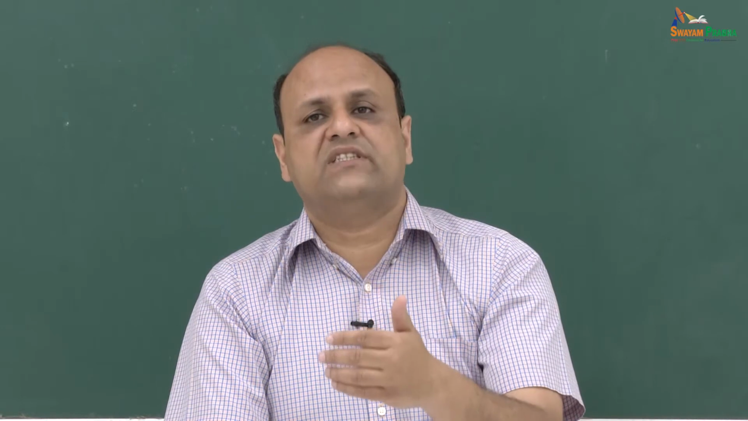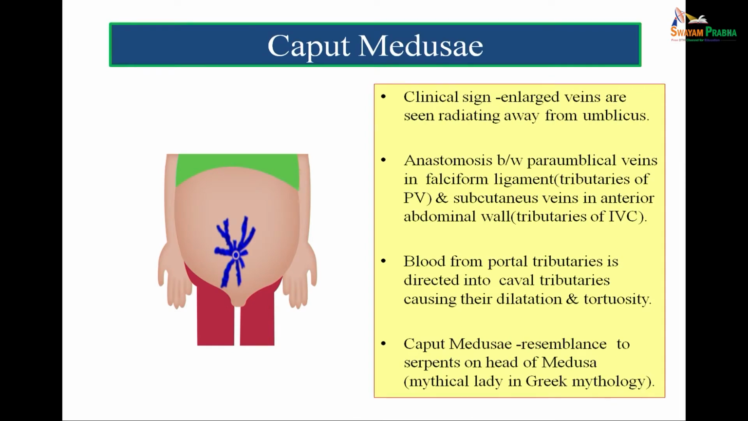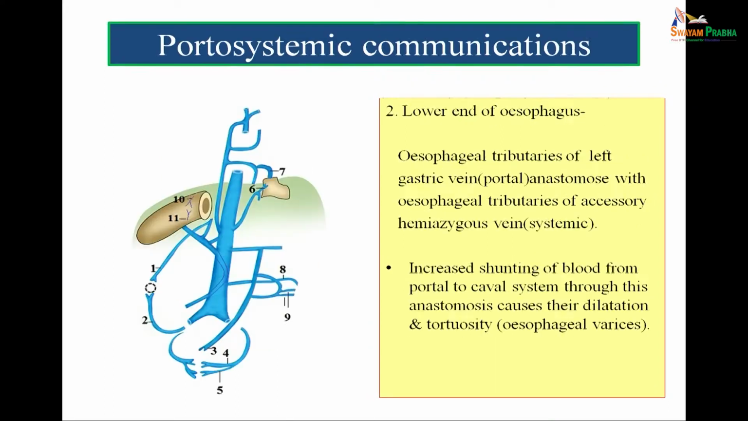So, in all these cases the portal pressure is increased, and the increased portal pressure manifests clinically by opening up of portosystemic anastomosis. Caput medusae, the name, it's a fancy name, has been given due to resemblance to serpents on the head of Medusa. And who was Medusa? A mythical lady in Greek mythology. So, this figure is very important when we talk of portal hypertension and its clinical sequelae.